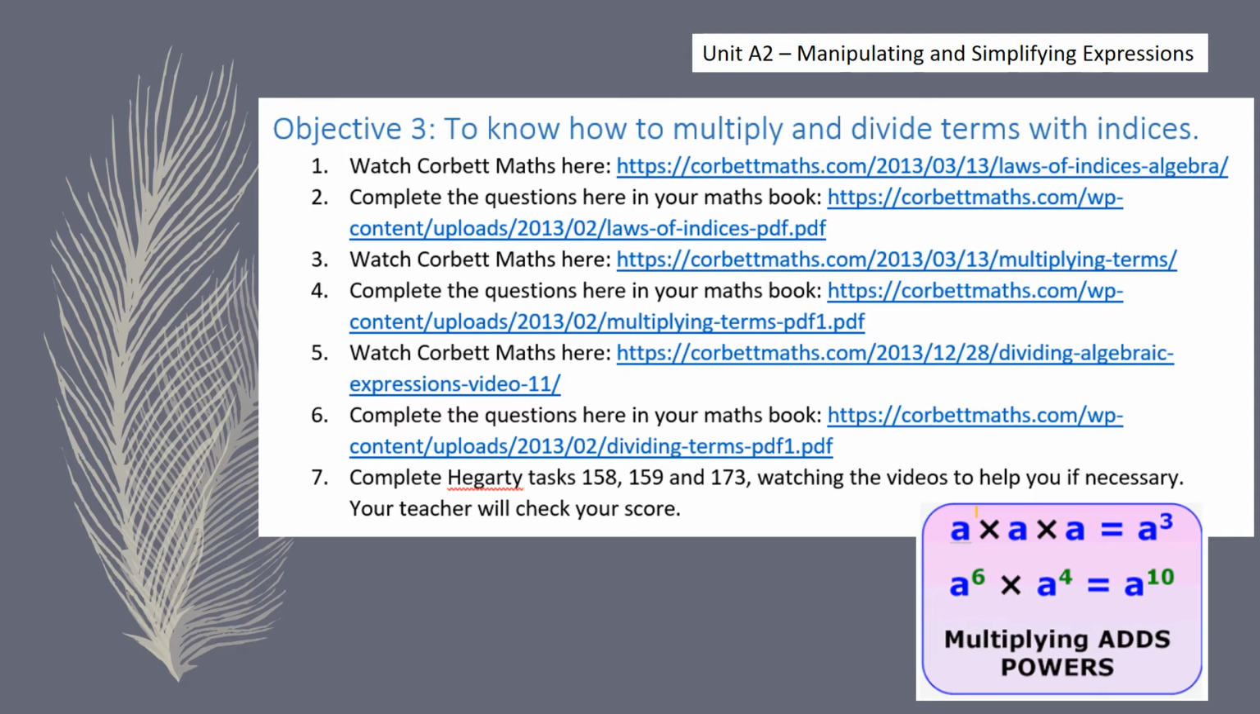Here, if you've got a to the power of 6, that means 6 a's multiplied by each other, and then multiplied by a to the power of 4. So this is 4 a's multiplied by each other. Altogether, there are 10 a's multiplied together, so that gives you a to the power of 10. So we added the powers together.